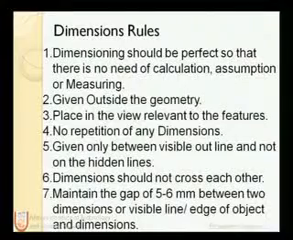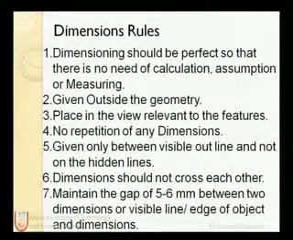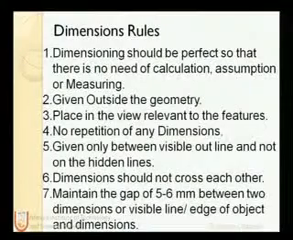So the next one is no repetition of the dimension. Hence, there are chances that there will be same features in both views, so the repetition should be avoided. Repetition of the dimension can always mislead the interpreter, because the interpreter tends to think that there will be a separate feature or some design will be changed in that view. So repetition of the dimension must be avoided.